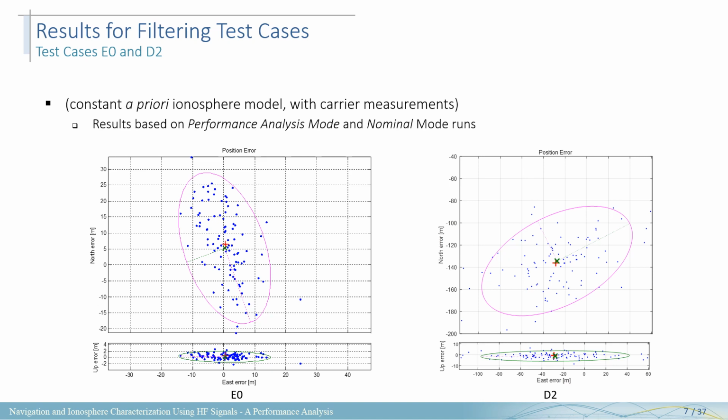Resulting accuracy for this test case is demonstrated in the left plot in terms of a 90% error ellipse. The horizontal error is on the order of tens of meters, and the average error is only slightly biased. The horizontal error ellipse takes a very different shape for test case D2 on the right. More about this in the paper.